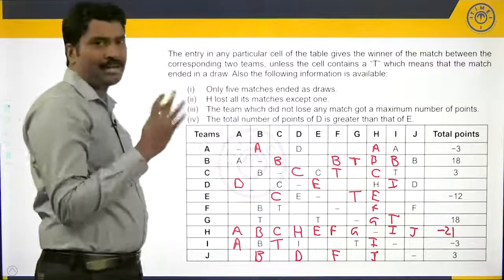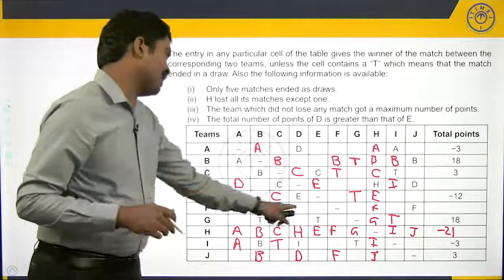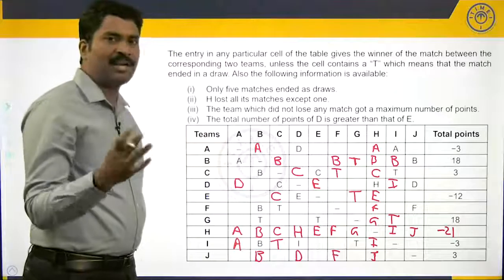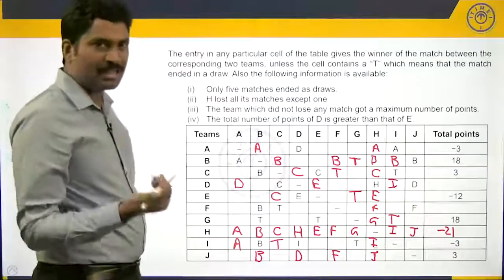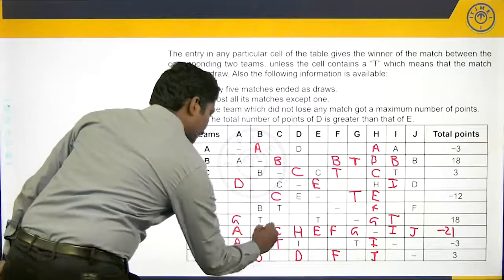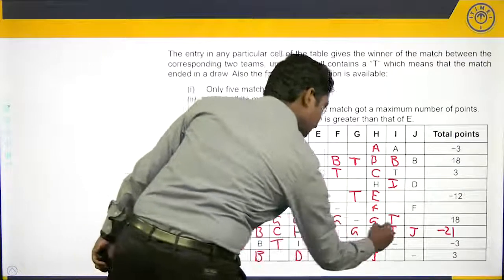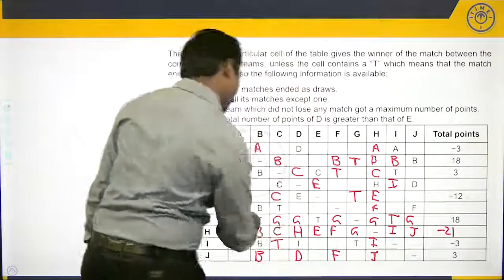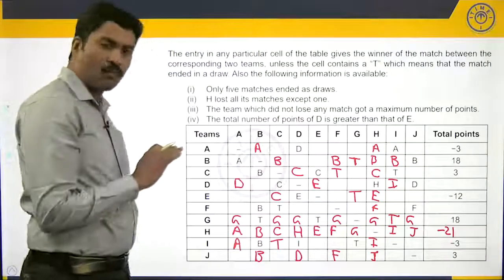Let's say there are 10 players and G will play how many matches? 9 matches. Out of the 9, 3 are ties. If we remove 3, that leaves 6 matches. And G has a total of 18, which means he has to win the remaining 6 matches, right? So G wins here, G wins here, G wins here, G wins here, and G wins here. A total of 1, 2, 3, 4, 5, 6 wins. We filled the row for G.